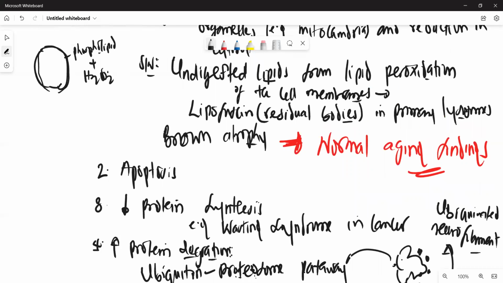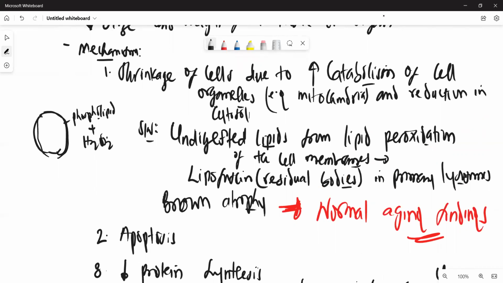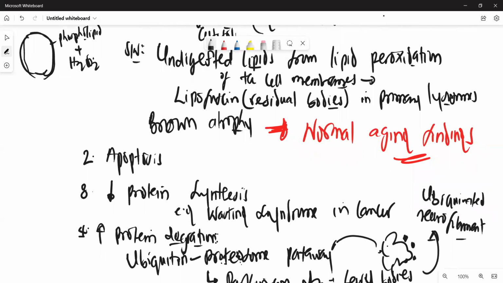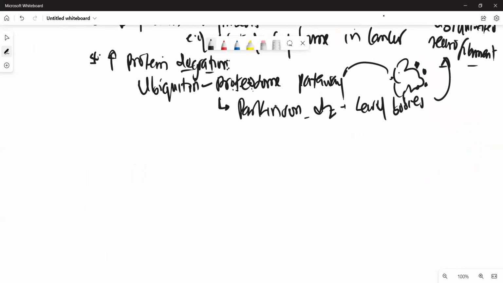So these are the 4 main mechanisms of atrophy. Shrinkage of cell due to increased catabolism of cell organelles, and remember the lipofuscin, right? Remember the mechanism. Remember it's a normal aging finding. Apoptosis, decreased protein synthesis, and increased protein degradation. So let's talk about some causes of atrophy that we need to know.